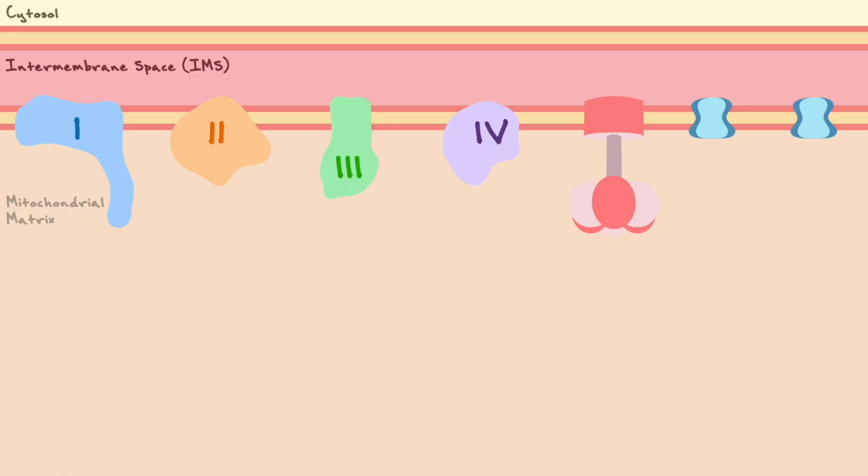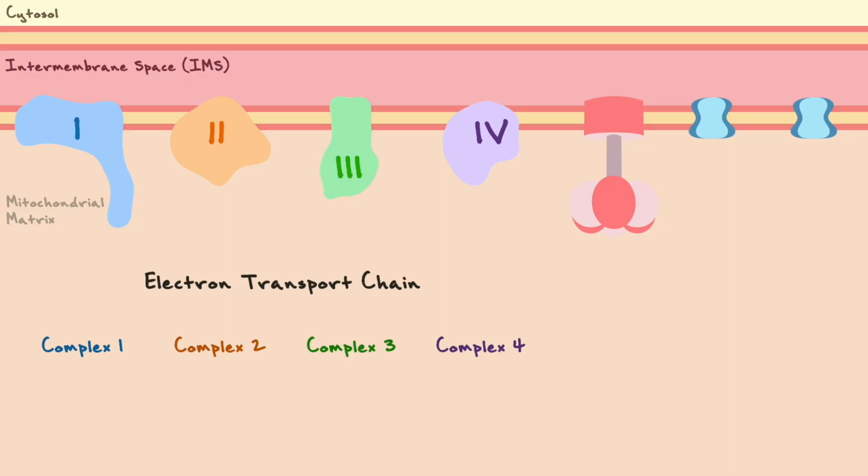This entire machinery that has pretty much the sole purpose of generating energy for the body can be broadly divided into two functional roles. The first four proteins on the left, which are typically called complex 1, 2, 3, and 4, mediate the electron transport chain. The last remaining protein, ATP synthase, and various transporters mediate oxidative phosphorylation.